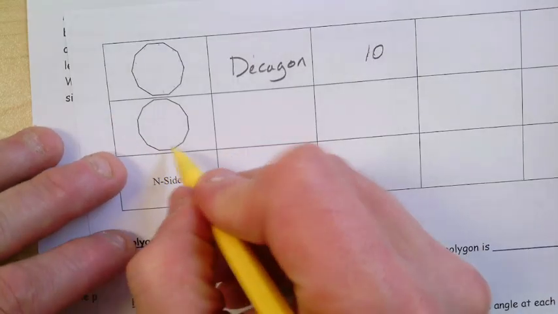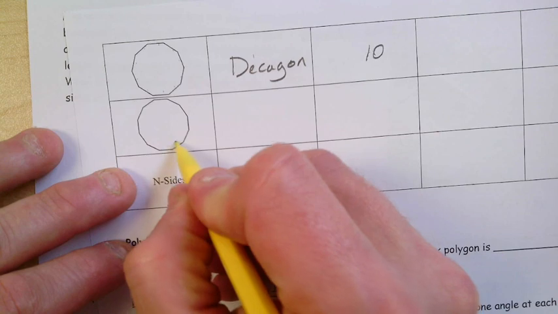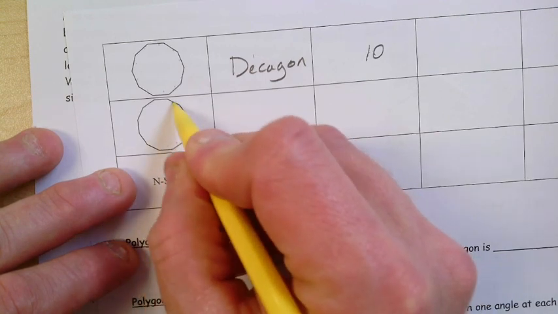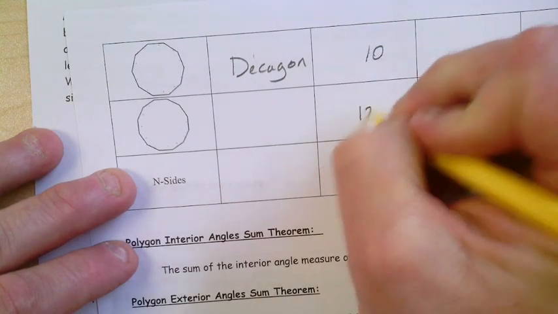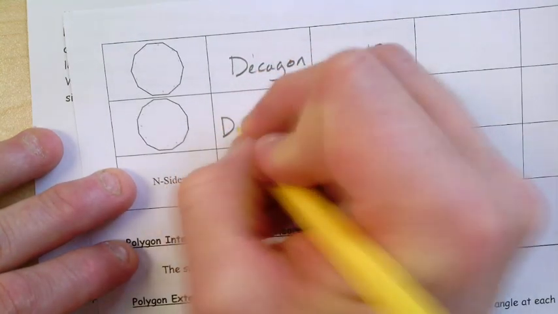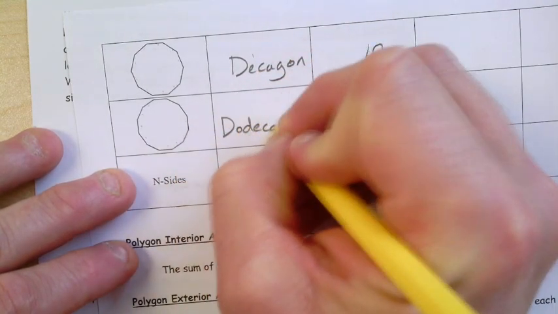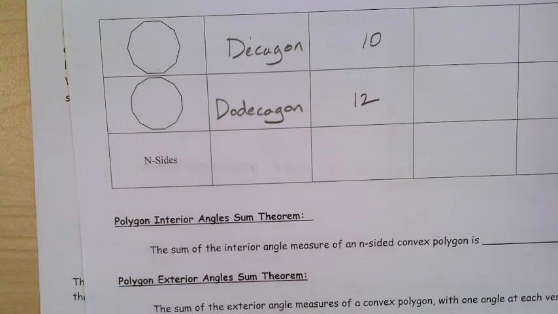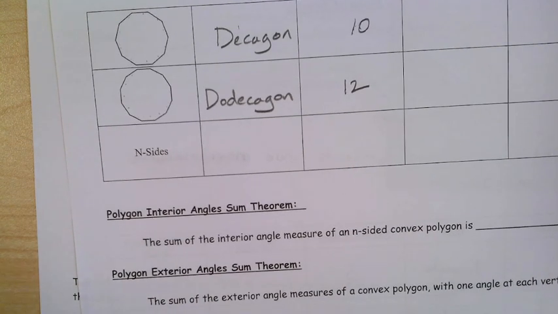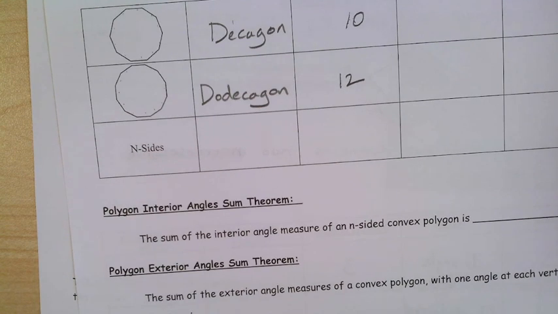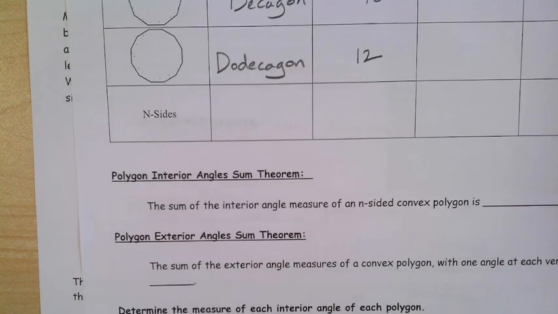Now this one is a 12-sided figure, I think. 1, 2, 3, 4, 5, 6, 7, 8, 9, 10, 11, 12. So there's 12 sides to this one. This one is called a dodecagon. You might be thinking, why did he skip 11? The 11-sided polygon isn't usually stated in the textbook. I believe it's called a hendecagon, an 11-sided polygon. But again, if it has 11 sides, they're probably going to call it the next thing.